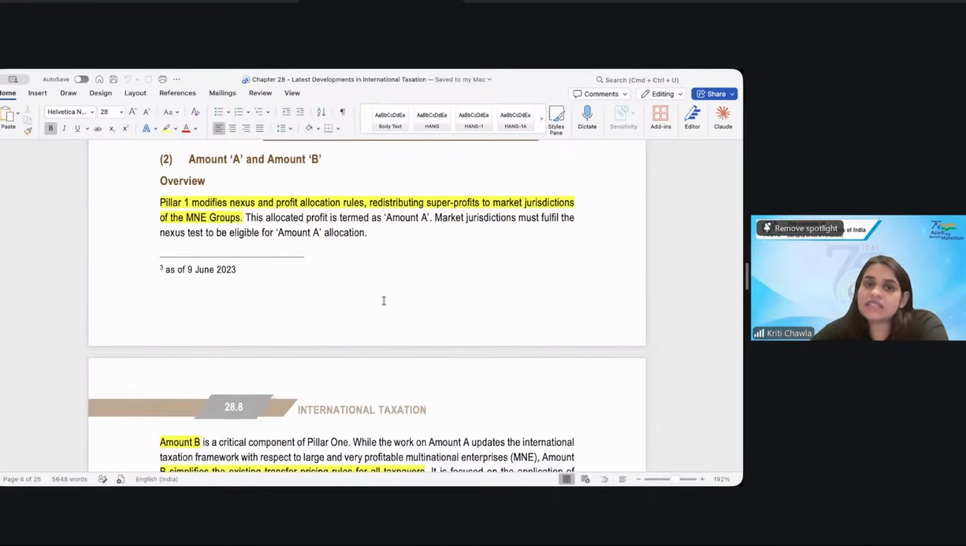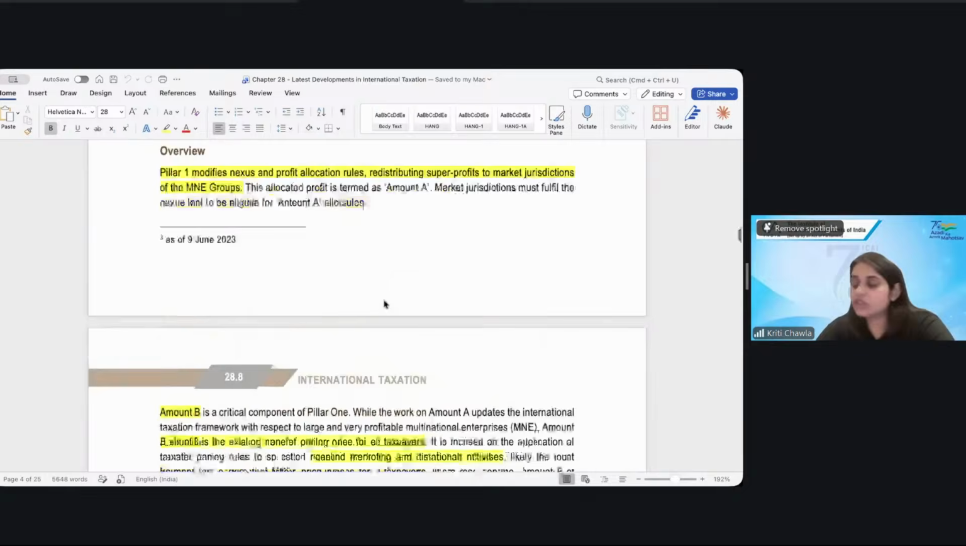So then there is, as I mentioned, Pillar 1, which basically modifies the nexus and profit allocation rules, and it redistributes profits of the multinational companies to market jurisdictions. They basically say that it is market distribution which is helping multinational companies achieve those particular profits, and there should be allocation of profits to these particular market jurisdictions. This allocated profit is termed as Amount A. So now market jurisdictions should actually fulfill something called a nexus test to have Amount A allocation.